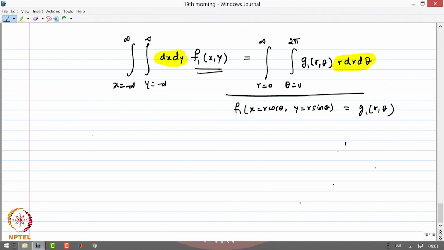So that is one example with which I will close this lecture, namely the calculation of the integral of e to the minus alpha x square dx from minus infinity to plus infinity. This is a very standard integral, and all of you know the answer is root pi by alpha.